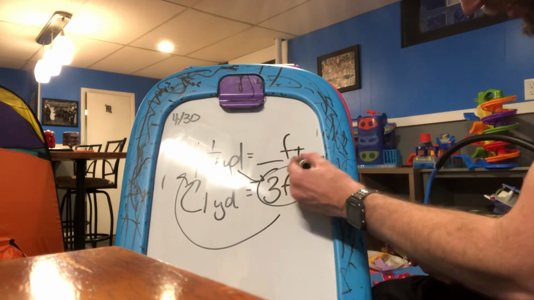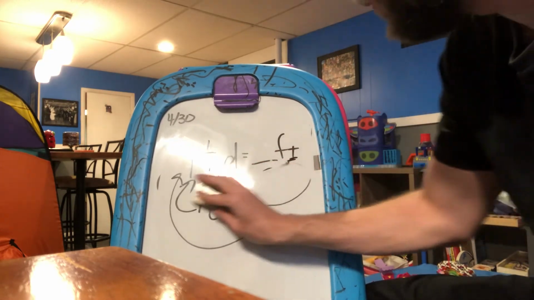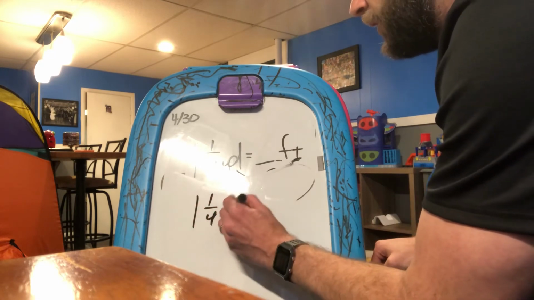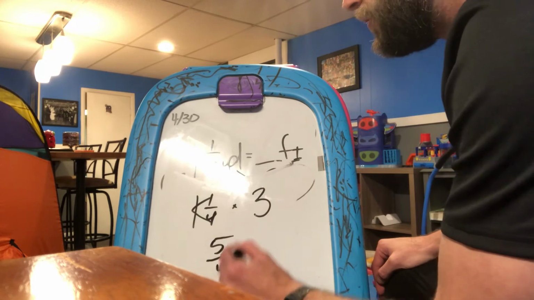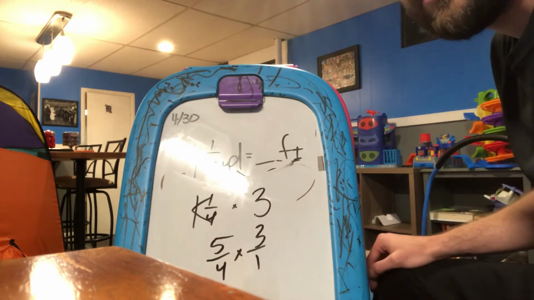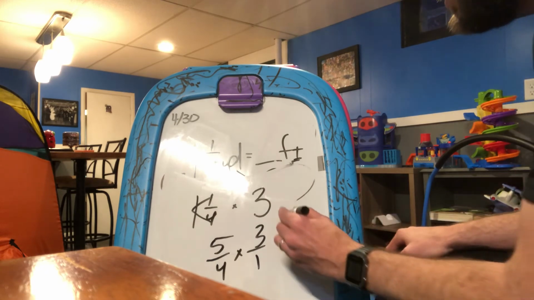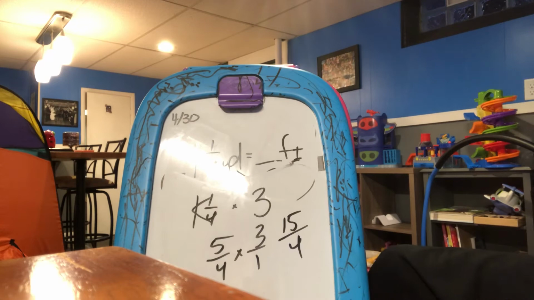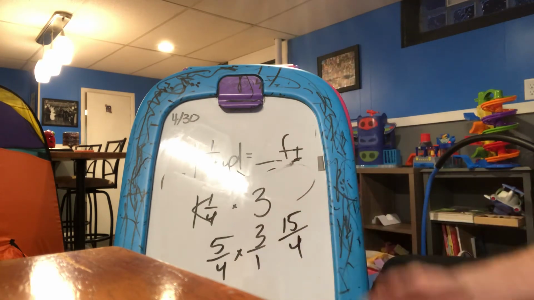We know this answer is supposed to get bigger. Each yard is worth 3 feet. So we do 1 1/4 times 3. We have 5/4 times 3 over 1. Yes, it's still on the camera. 5 times 3 is 15. 4 times 1 is 4. How many 4s are in 15?